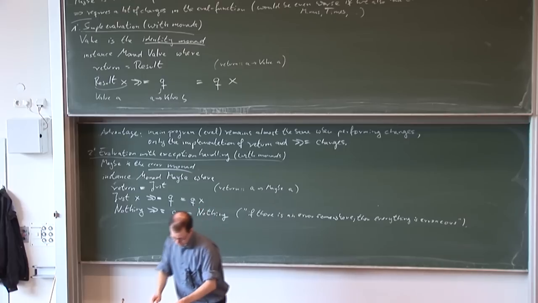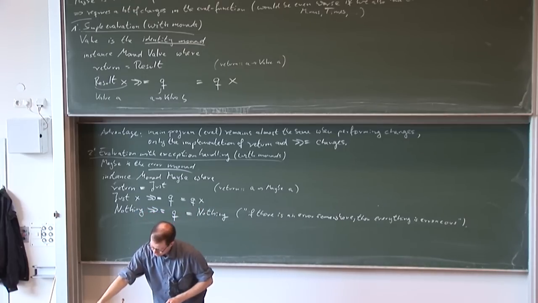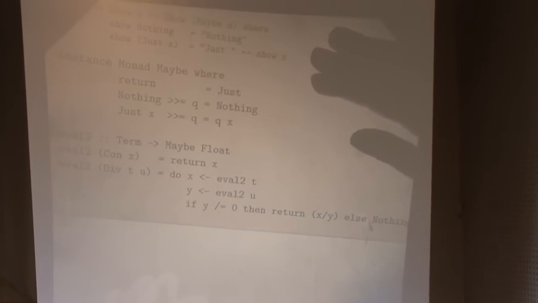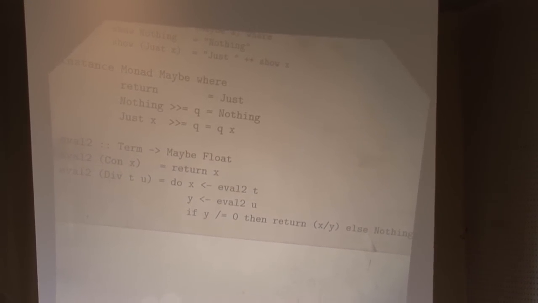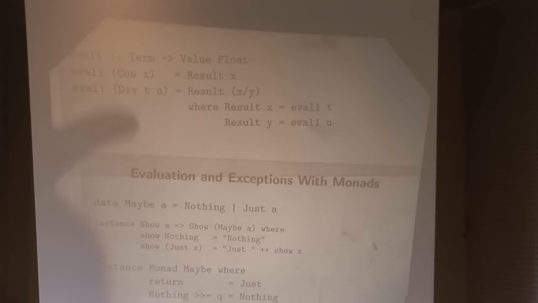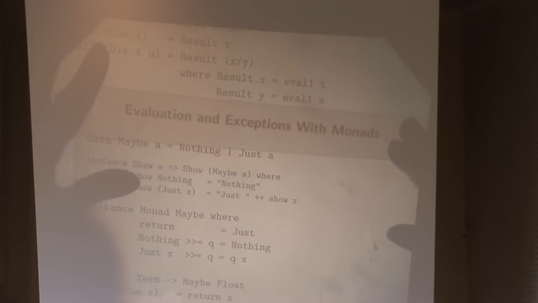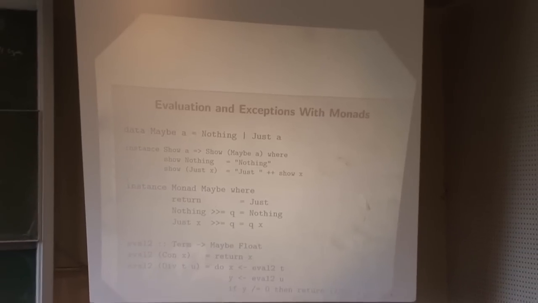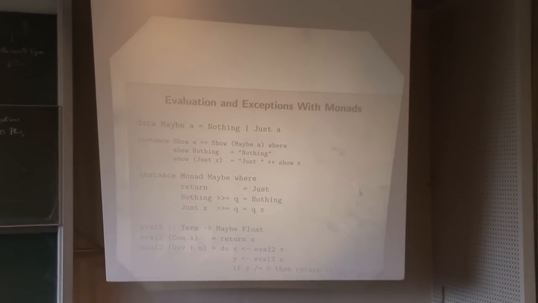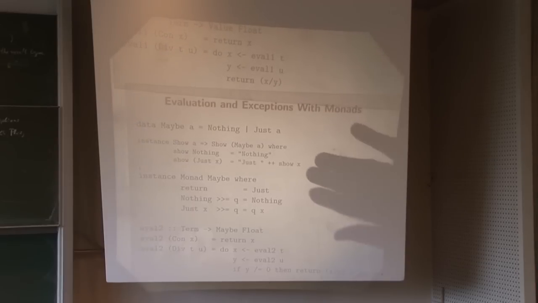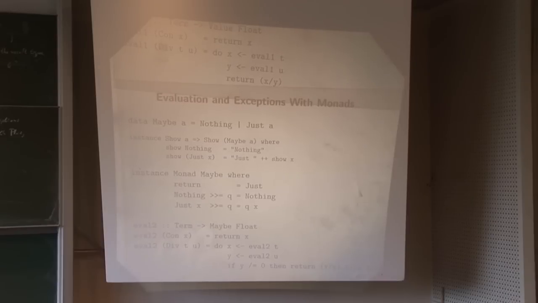Okay, and with this, you can now define eval again. Now, it is interesting to compare this implementation with the one that we had before. So this is eval 1 with monads, and here on the bottom of the slide you have eval 2, which is without monads. Okay. Now let's first look at this new implementation.